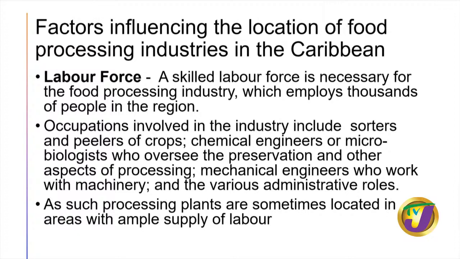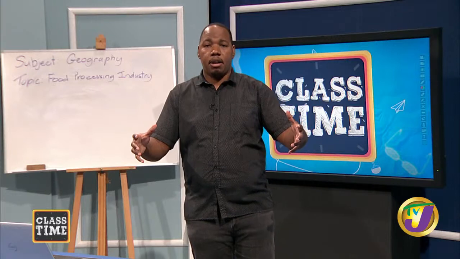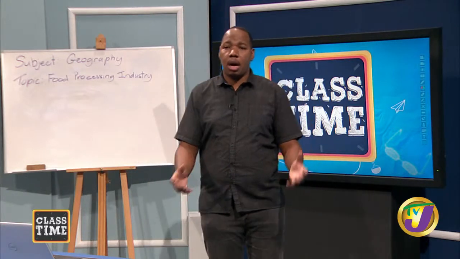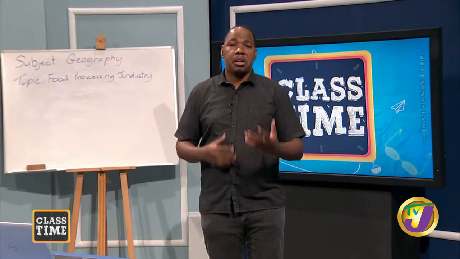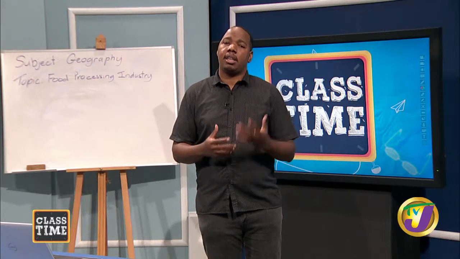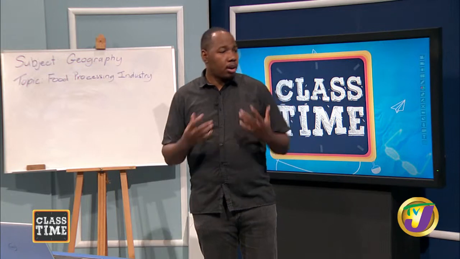Some of the occupations involved in the food processing industry range from people who would be sorting or peeling fruits or picking. So when the crops are delivered directly from a farm or something like that, you have people there that are sorting the food, sifting to ensure that quality control and certain standards are maintained, right? They want quality foods.